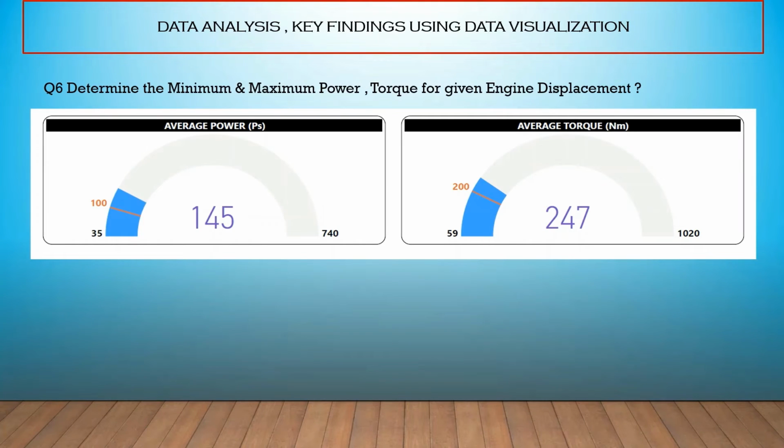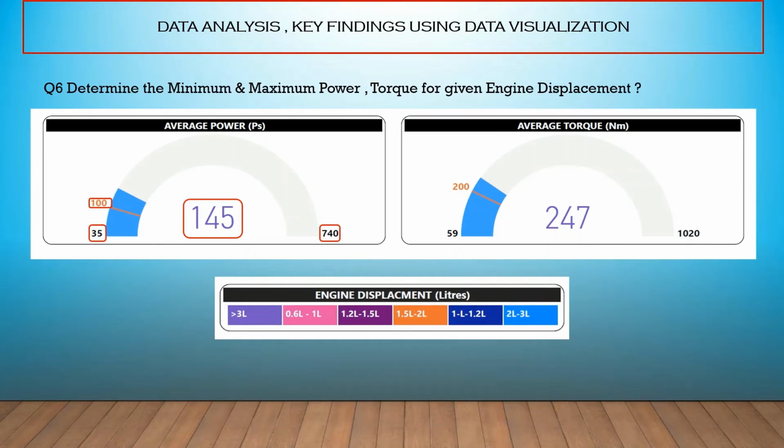Next objective is to determine the minimum and maximum power and torque for the given engine displacement. Here we have used the gauge chart in order to find out the distribution. 35 represents the minimum power, 740 represents maximum power, 145 represents the average power, and 100 represents the median power among the models available by various manufacturers. Here we have a slicer which consists of an engine displacement which can be used in order to determine the minimum and maximum power and torque for a given engine displacement.